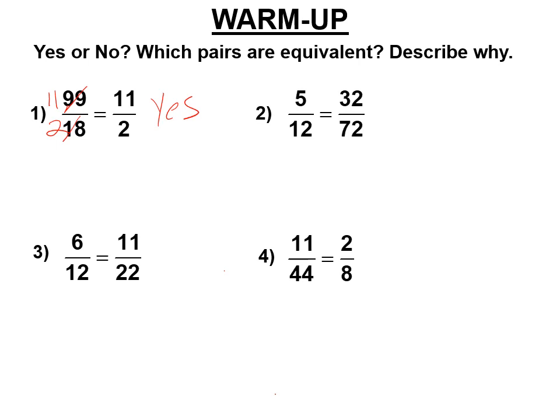5/12 and 32/72. I don't think so, but if you divide 32/72 by 8, you get 4 on top and 9 on the bottom. So 5/12 does not equal 4/9. No.